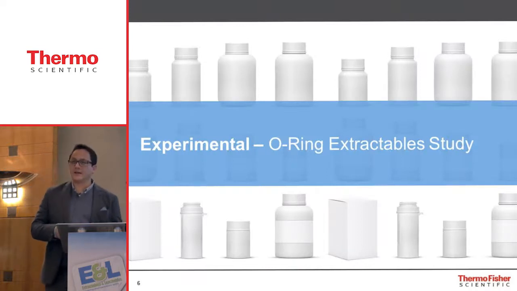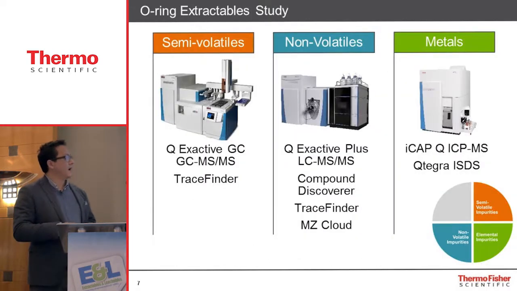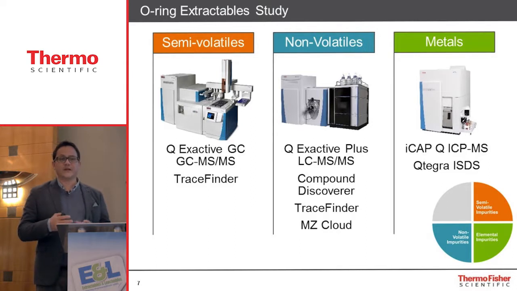Okay, so to take a look at the case study, we worked in collaboration with Smithers, who were able to provide us with a series of pharmaceutical-grade O-ring extracts that we then analysed with three different technologies. So for our non-volatiles analysis, I know many of the laboratories in the room are very familiar with our Orbitrap-based mass spectrometry technology, in particular the Exactive series instruments. These have been around for a number of years and have been used to great success for identifying unknowns.